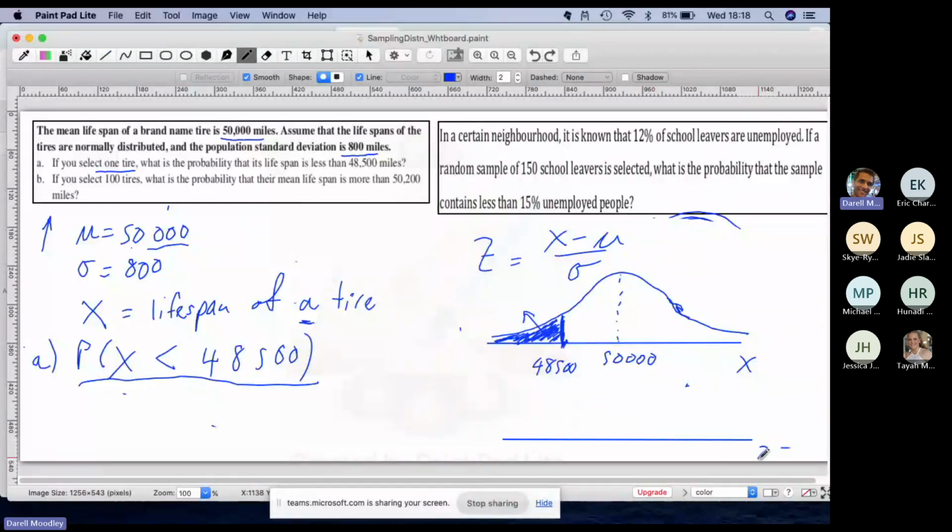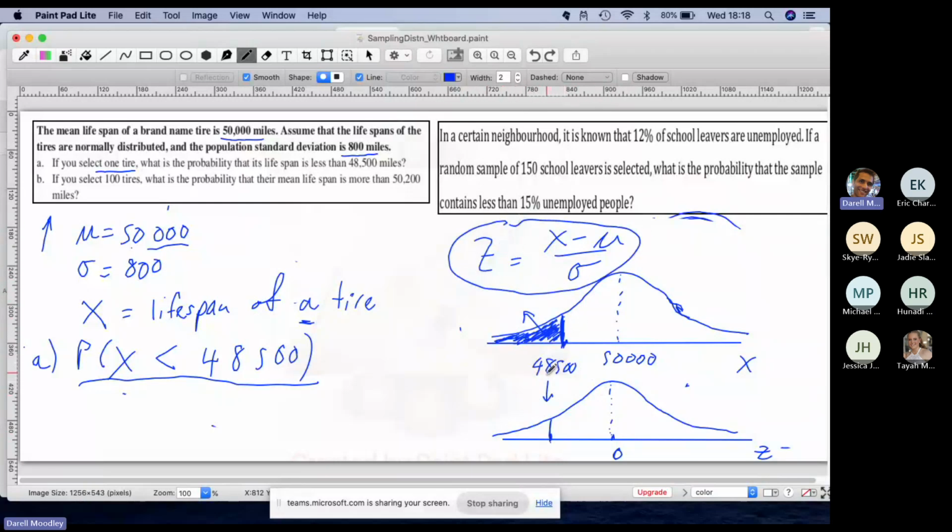Here, this is now your Z axis. You've got the same graph. Remember now, instead of being centered at 50,000, it's centered at 0. We need to convert this 48,500 to an equivalent Z value, and we get that equivalent Z value by using this formula here.